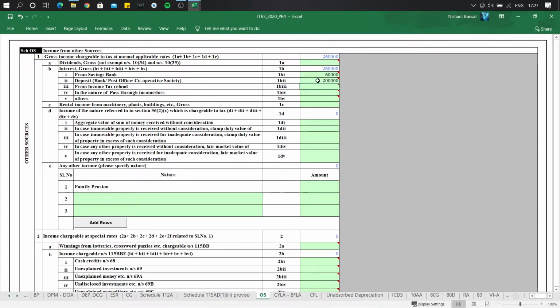Okay. Now aggregate value of sum of money received without consideration. So again, since this amount is exceeding 50,000, it would be taxable and the entire amount would be taxable, not just the difference between 50,000 and 75,000. The entire 75,000 would be taxable according to the provisions of gift. So 75,000.